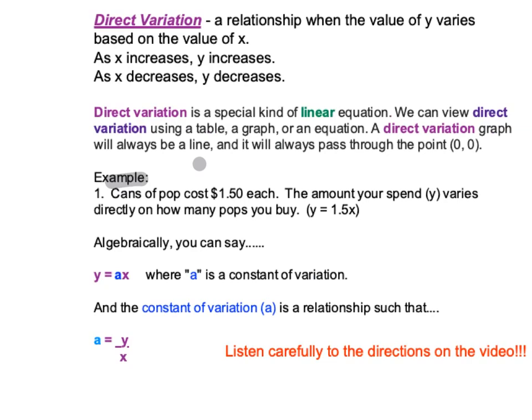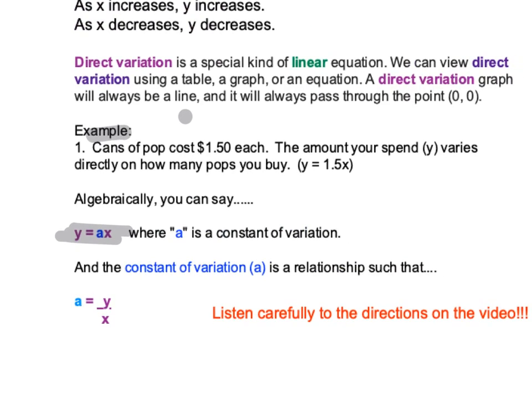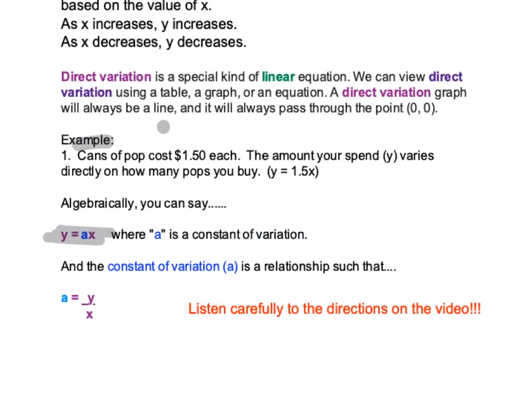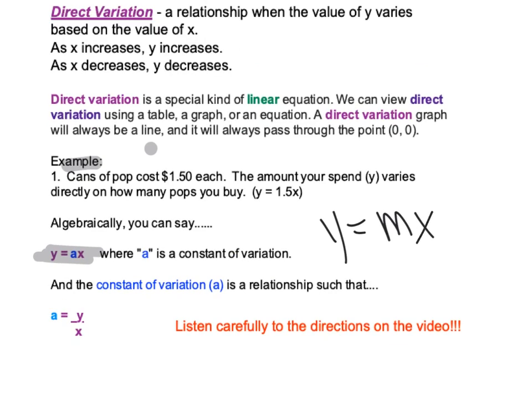And if you look at the way the equation looks here, our equation would be y equals a times x, where a is a constant of variation. And generally speaking, when we're talking about a constant of variation like this, it's basically like slope, okay? Because if you look at it, y equals ax. Well, if we were talking about slope-intercept form, we would call that y equals mx, right? Slope is m. In this case, with a direct variation, a is basically like slope.